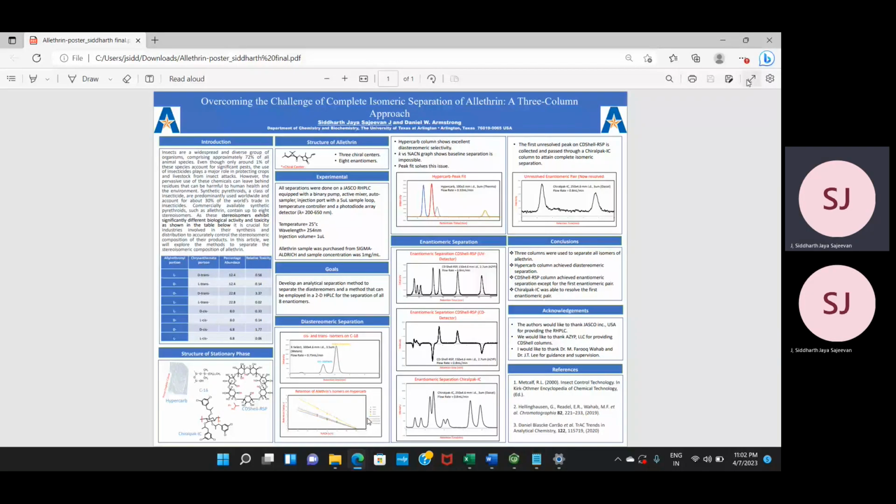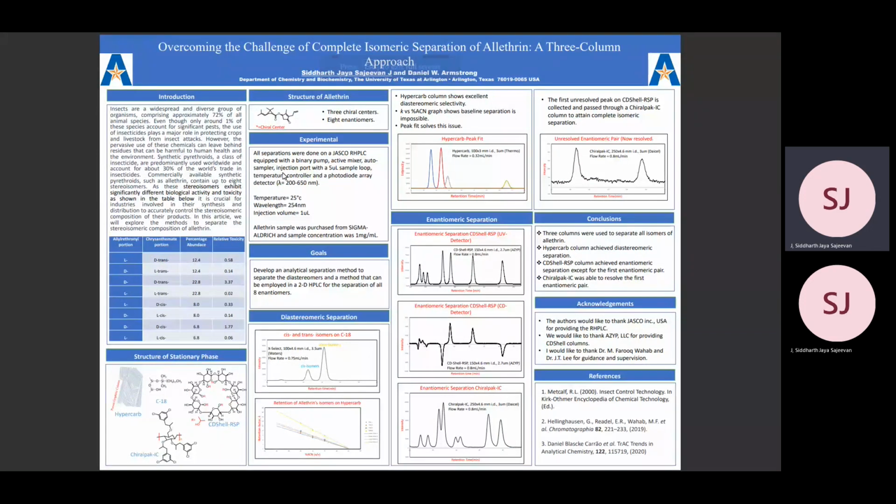Hello everyone, my name is Siddharth and I am a first year graduate student from the Department of Chemistry and Biochemistry. I work on separation chemistry in Dr. Armstrong's lab. My topic for the poster is overcoming the challenge of complete isomeric separation of allethrin: a three-column approach.